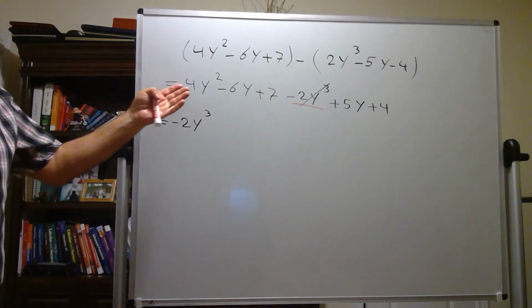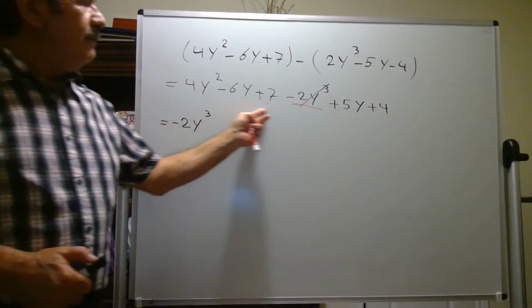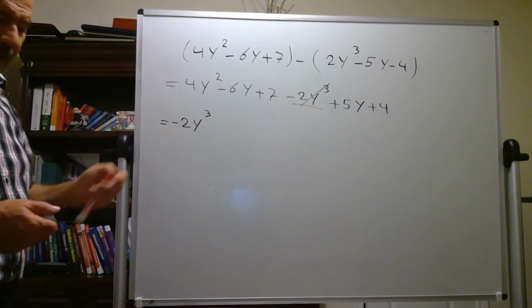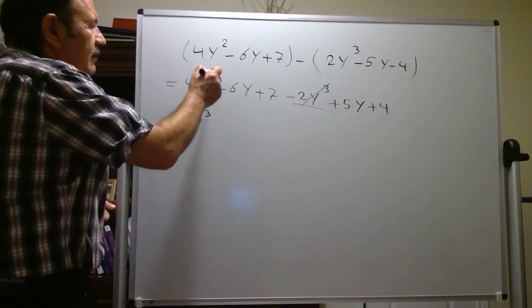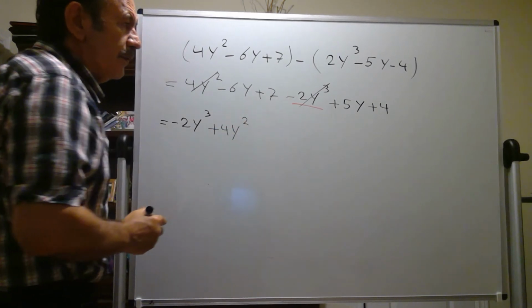Okay. Now let's go to the y to the power of 2. For y to the power of 2, we have only one term, so y to the power of 2 doesn't have any other like term. This one is the only one, plus 4y to the power of 2.